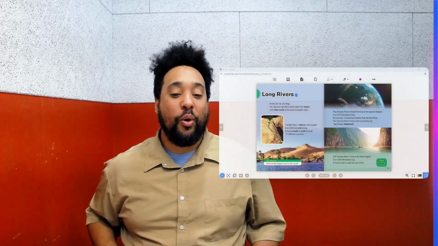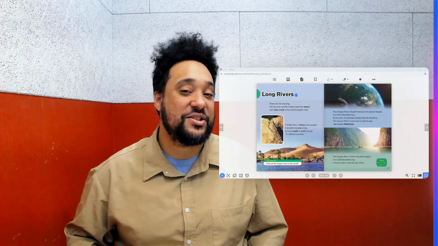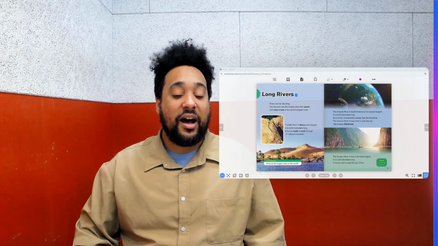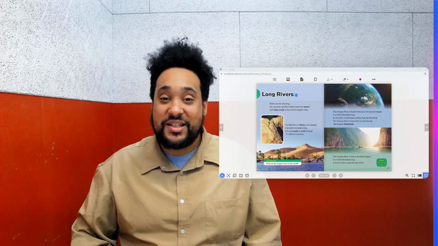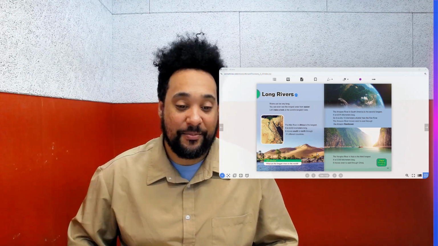So will everybody please take out your books and open them to page 104, 104. We have been reading the story and discussing information about long rivers. So we are going to continue that discussion today.